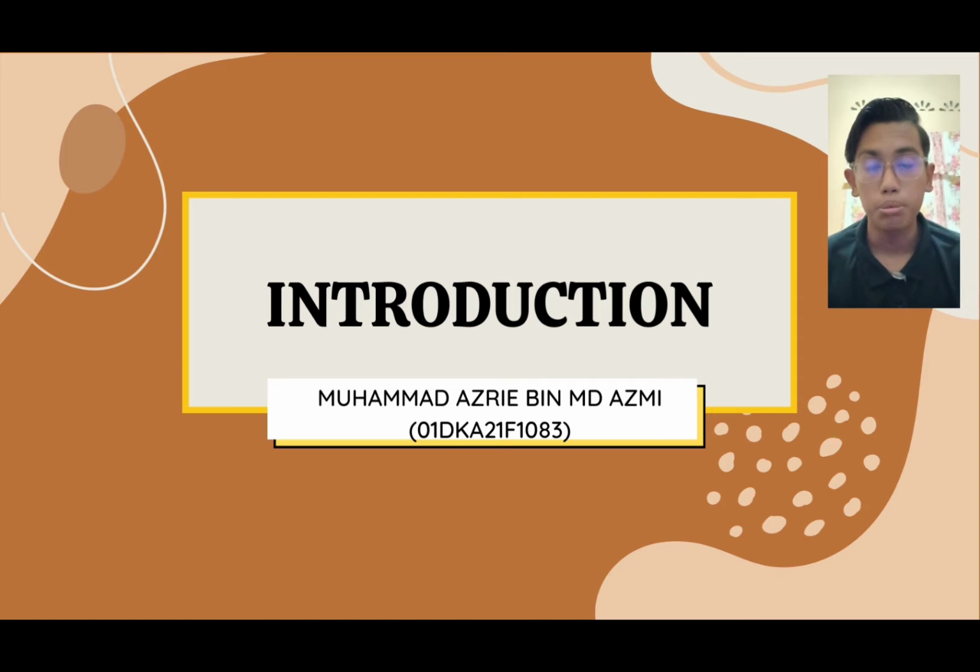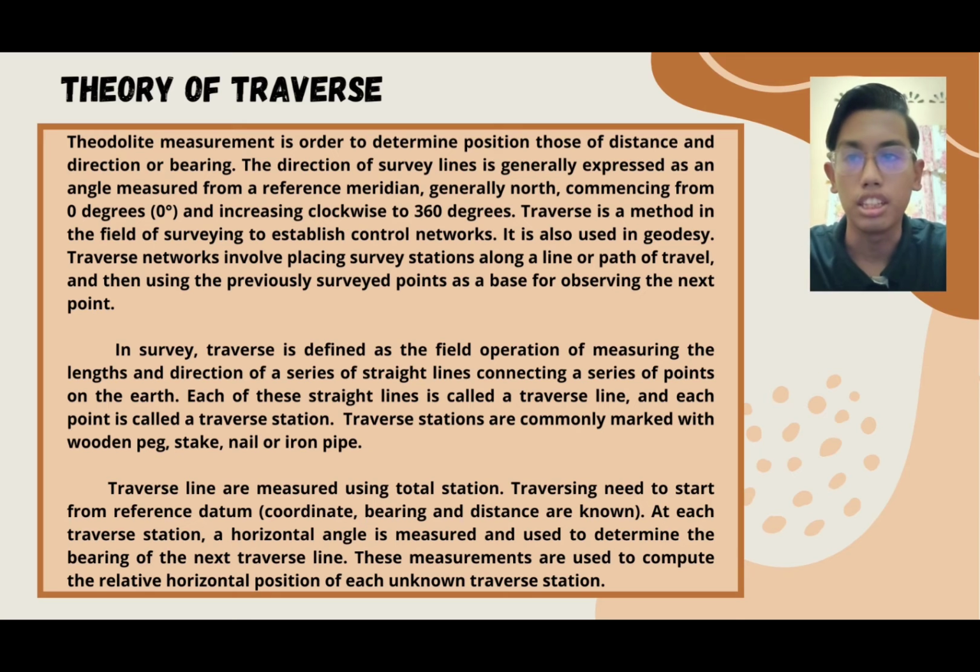Next is my topic, the introduction. Theory of traverse survey. Theodolite measurement is used to determine the position, distance and direction of bearing. The direction of a survey line is generally expressed as an angle measured from a reference meridian, commencing from 0 degrees and increasing clockwise to 360 degrees.